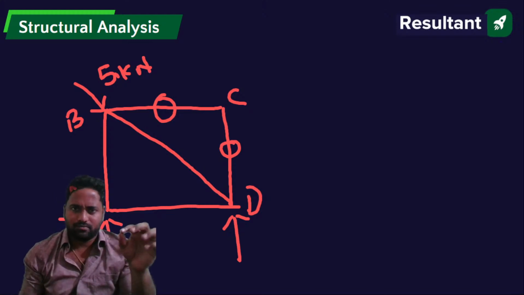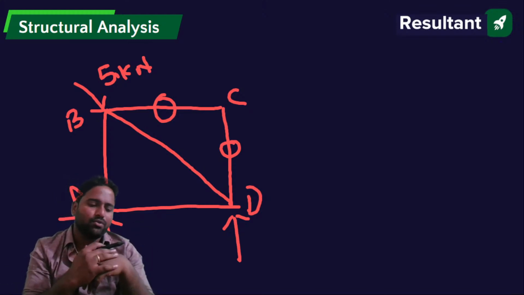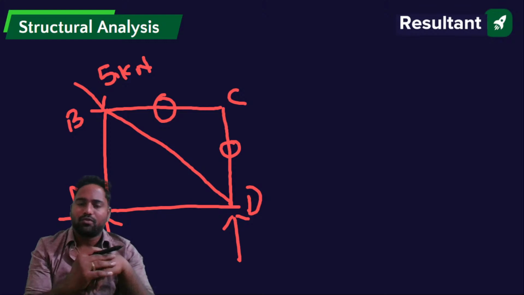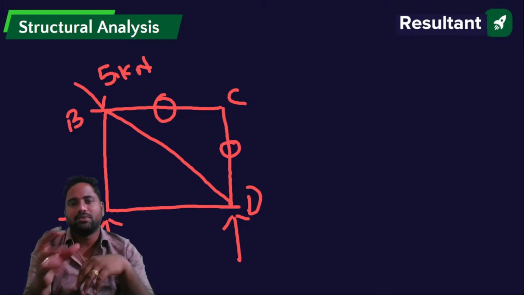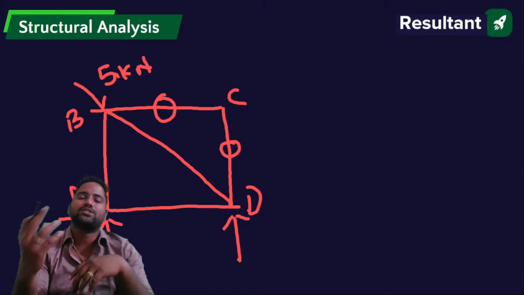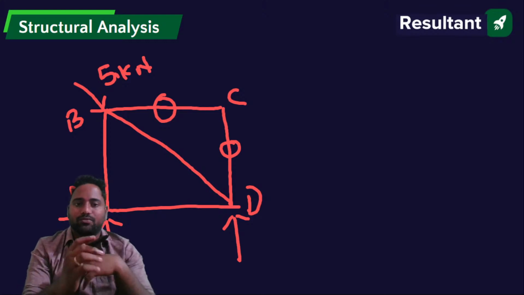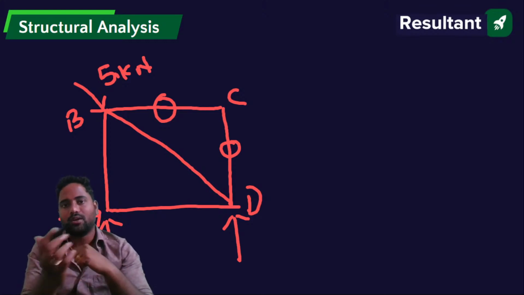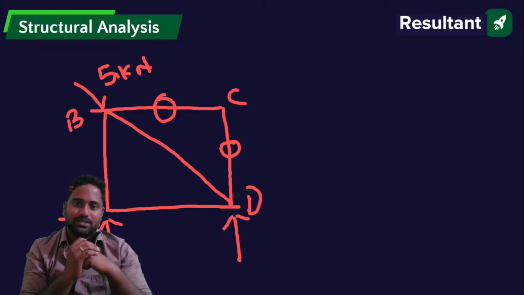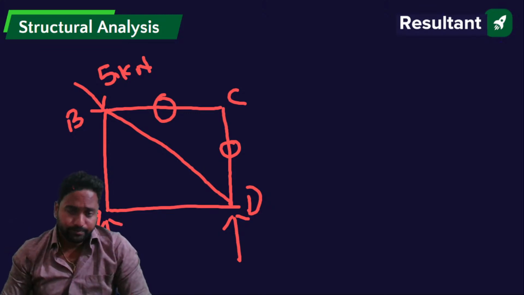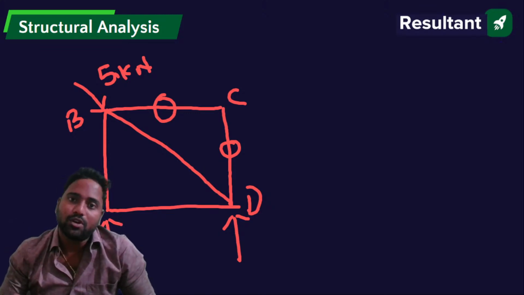Just before, I have given you a note: if two members are meeting at a joint, forces in these two members are equal to 0 if no external load is applied there. So force in member BC equals 0 and force in member CD equals 0. Simple question. This is one thing. Next, what about the other?